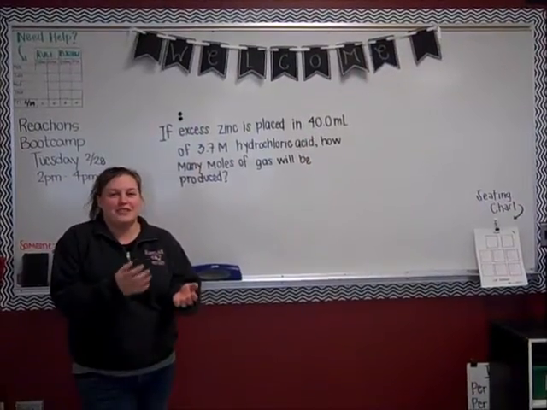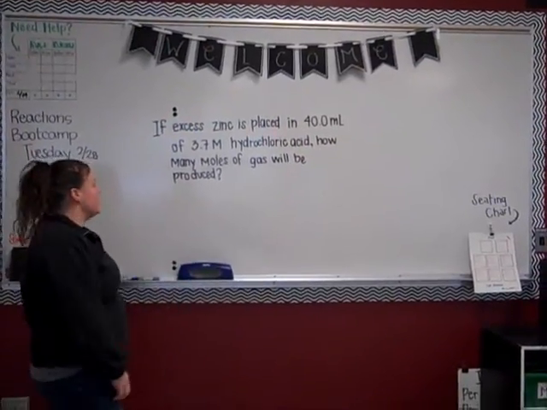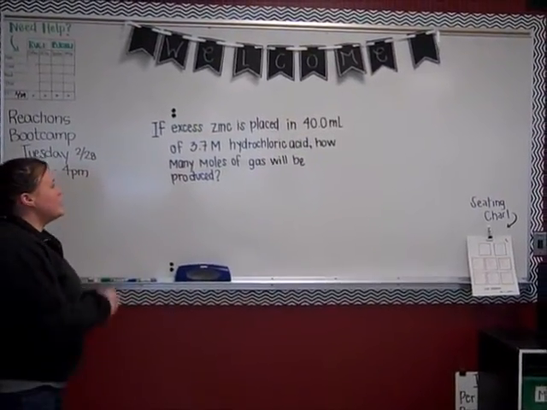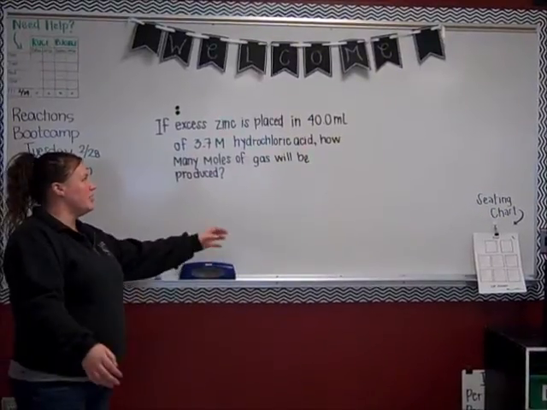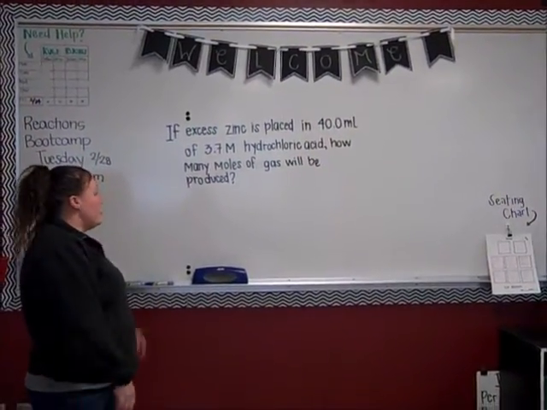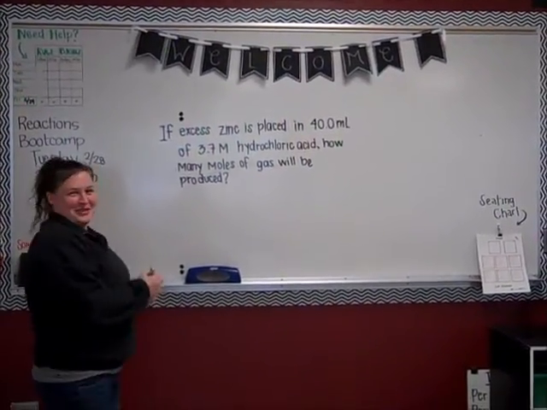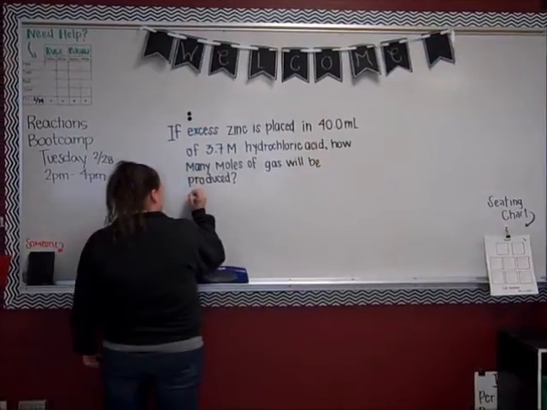So we're going to take the molarity and see how it applies to stoichiometry now. If we take this stoich problem, we say if excess zinc is placed in 40 milliliters of 3.7 molar hydrochloric acid, how many moles of gas will be produced?